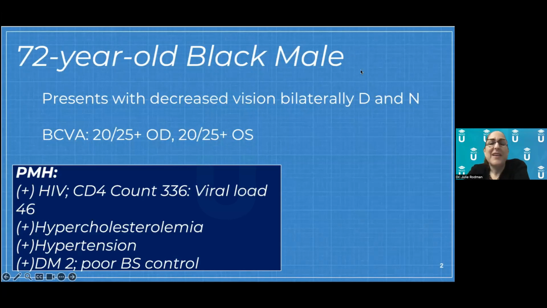He presented with decreased vision in both eyes at distance and near. His vision was 20/25 plus in the right, 20/25 plus in the left. You can see his medical history. He was HIV positive with a CD4 count of 336. His viral load was 46. So you can see that these numbers are pretty bad. This guy's not in very good shape. He had high cholesterol, high blood pressure, and he was a type 2 diabetic with poor blood sugar control. This sounds typical of what I see on a day-to-day basis in the clinic in downtown Fort Lauderdale. So it was an open bag as to what I was going to find on his retina.